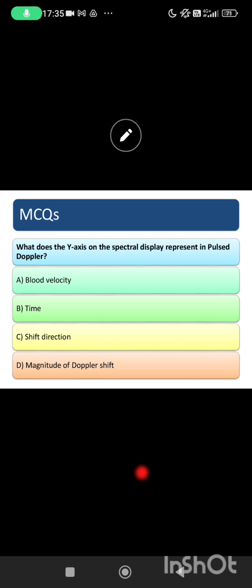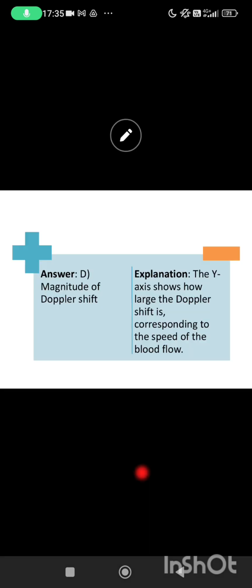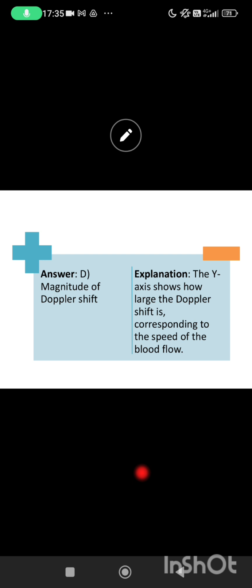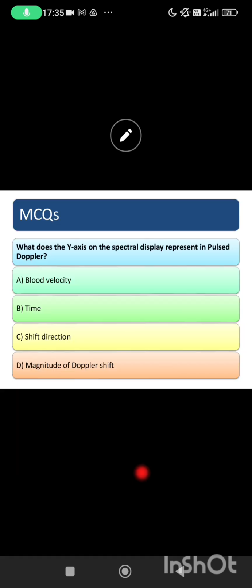D, magnitude of Doppler shift. D or A, blood velocity. D, magnitude of the Doppler shift. Why the answer is not A? So it shows how large the Doppler shift is, corresponding to the speed of the blood flow. Okay, so the right answer here will be magnitude of the Doppler shift.